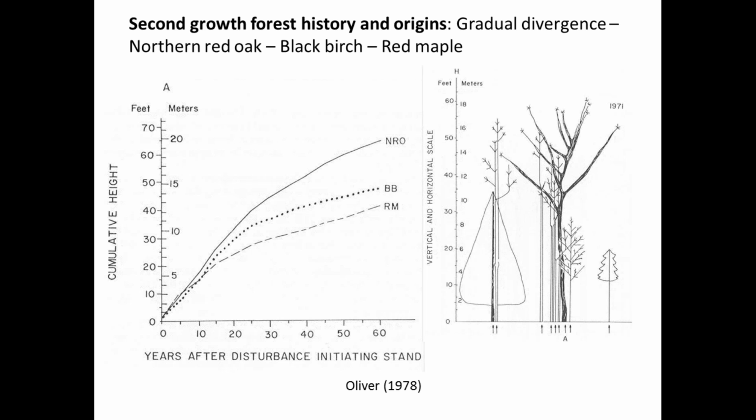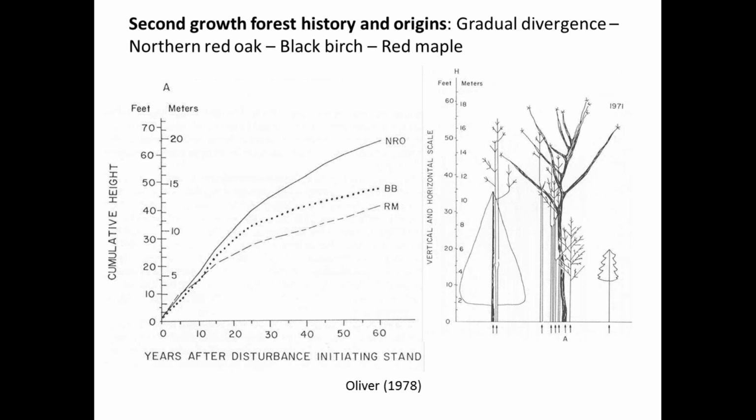And this is what you're looking at right here. This is a stem analysis of one of Oliver's plots at Yale-Myers Forest in northeastern Connecticut. And here is a nice example of how these trees, the second growth forest, this sort of coppice seedling undergrowth beneath the pine, arose over time. And you can see this one is a good example of what would be defined as gradual divergence, one in which the red maple and the black birch were, if not just ahead of the northern red oak, keeping up with it for at least the first 15, 20 years.